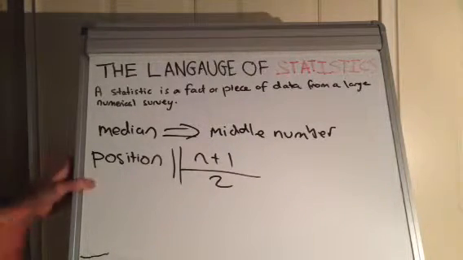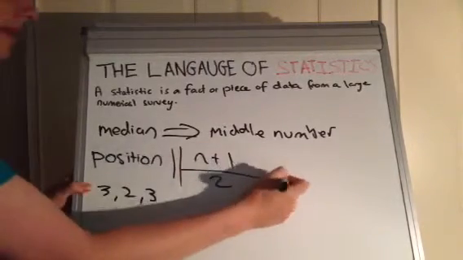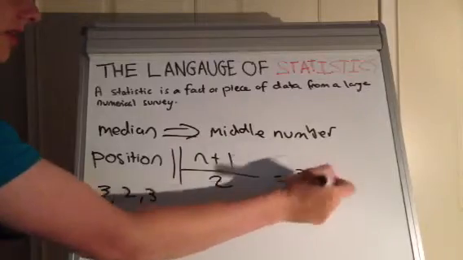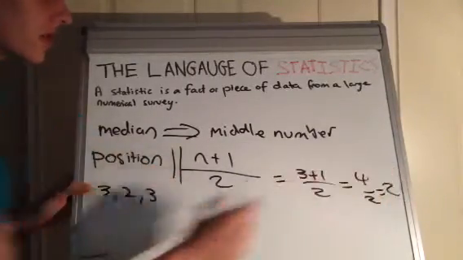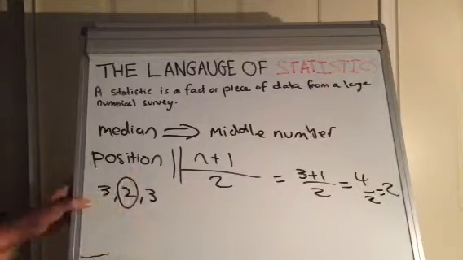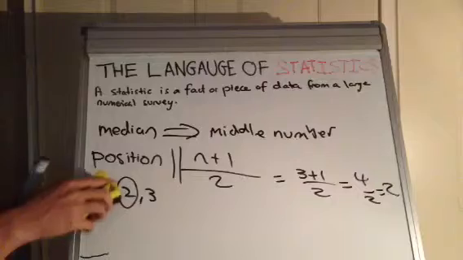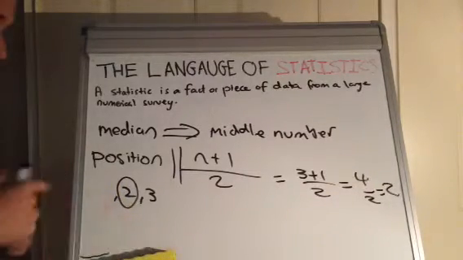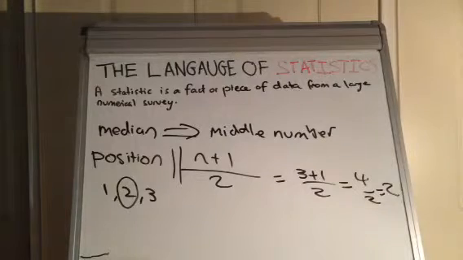So if we had, say, 3 numbers in the data set, it would be 3 plus 1 over 2, which would be 4 on 2, which would equal 2. So it'll be in position 2. And therefore, the median of this data set, assuming that it was actually in order, I'll just rewrite it there, but the median would be 2 in that case. And that gives us a position there, so we're able to pinpoint it.